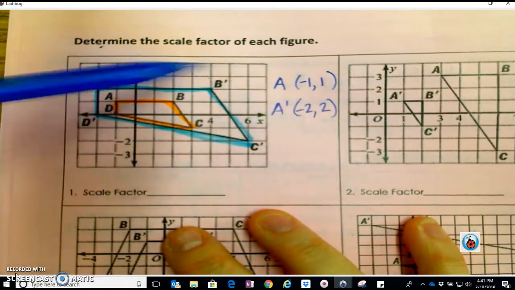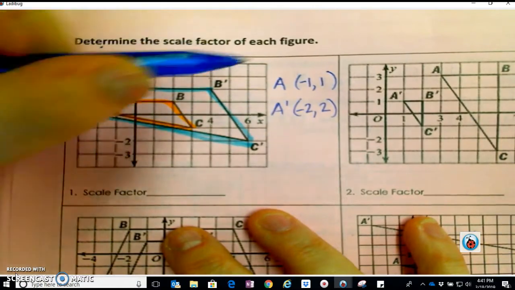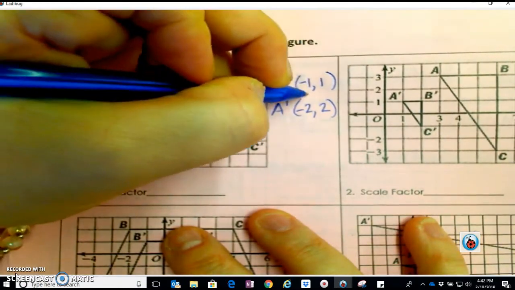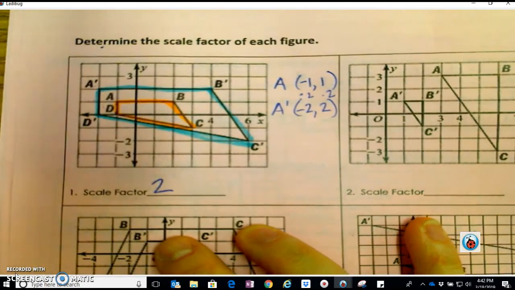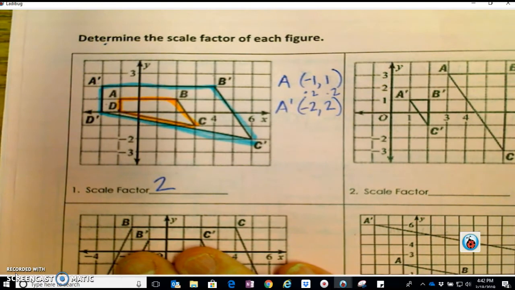So, well, how did I get, obviously it got bigger, so I had to multiply it by something. So I multiplied both of them by 2, so my scale factor is 2. All right, so that's what you're taking a look at. So let's go to the next one.